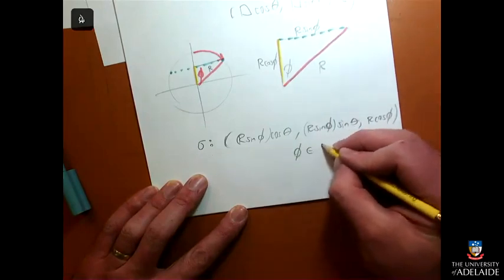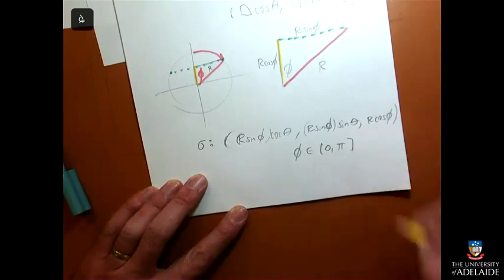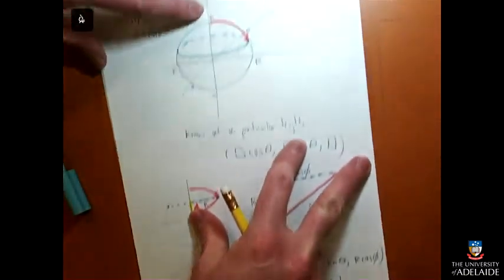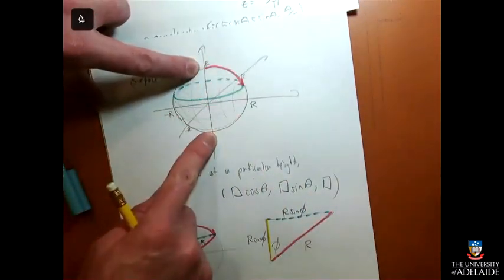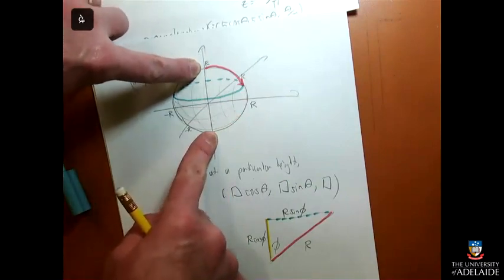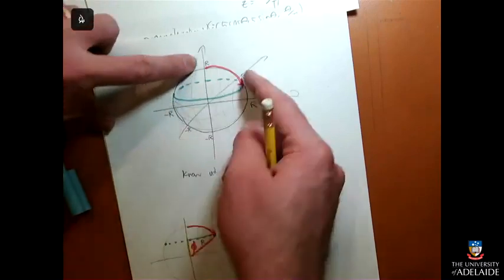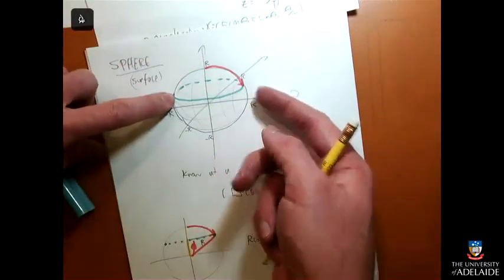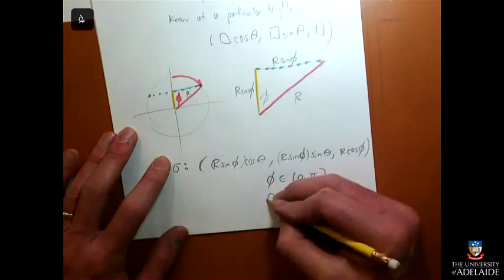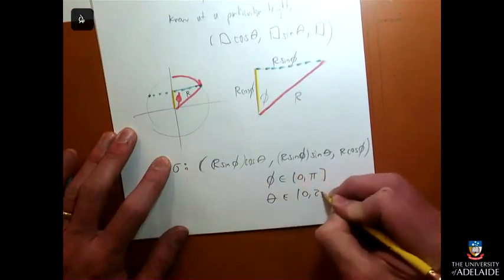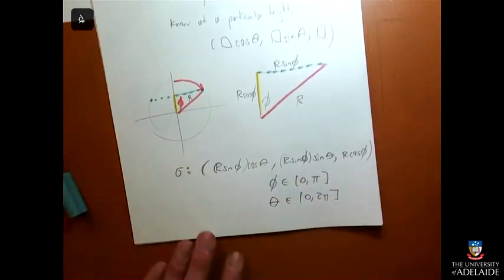The phi goes from 0 to pi because I'm tracking from the top of my circle down to the bottom, and that's only 180 degrees. Because remember, when I get to this point, I go all the way around the circle at that point, so I don't need to come back up again because I've already covered both sides. And the theta goes from 0 to 2 pi. There we go. That's the parameterization of a sphere.